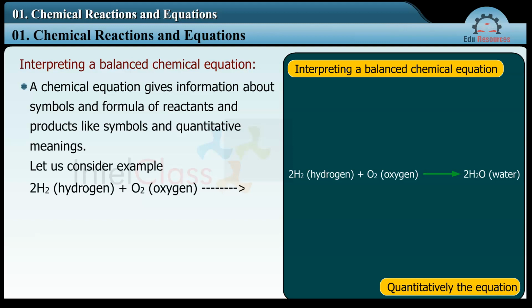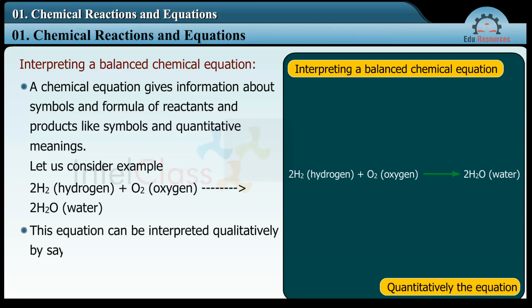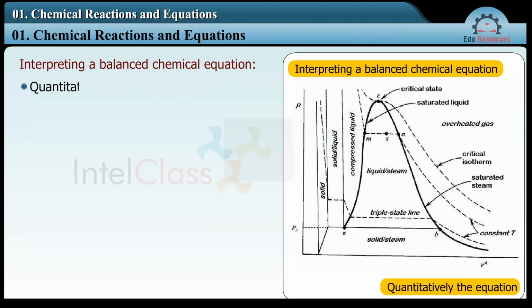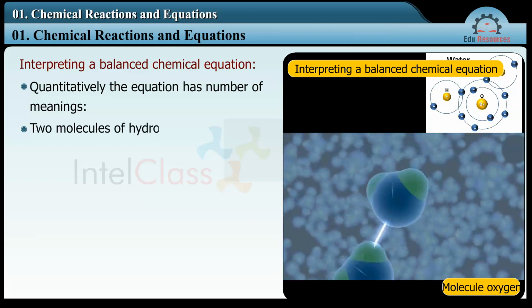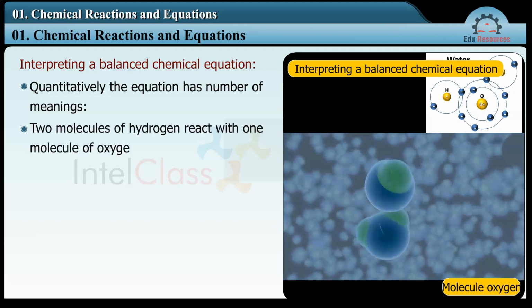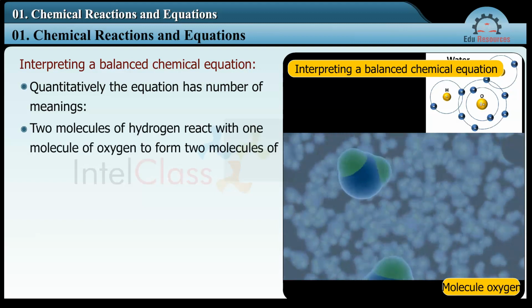2H2 + O2 gives rise to 2H2O. This equation can be interpreted qualitatively by saying that hydrogen reacts with oxygen to form water. Quantitatively, the equation has a number of meanings. Two molecules of hydrogen react with one molecule of oxygen to form two molecules of water.